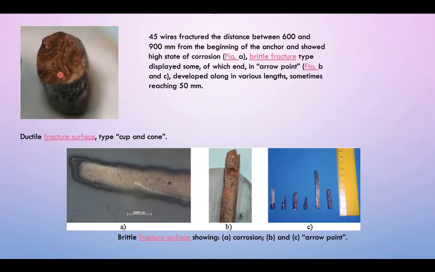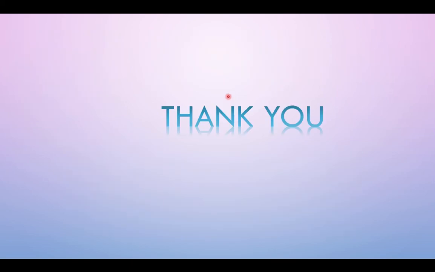Next, the cup-cone figure is showing the ductile failure. These three show the brittle fracture failure, with corrosion in B and C shown by the arrow points. 45 wires are at a distance between 600 to 900 mm from the beginning of the anchor and show signs of corrosion and brittle-type failure, from the end at the arrow point in figures B and C, developed over various lengths, sometimes reaching 50 mm.